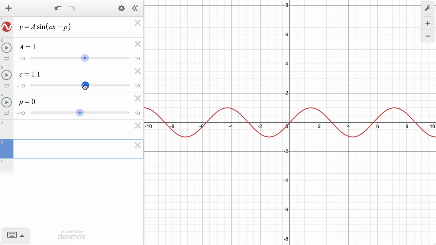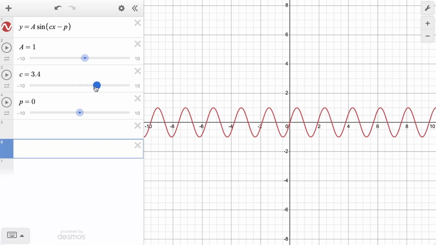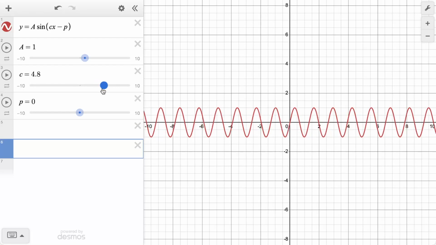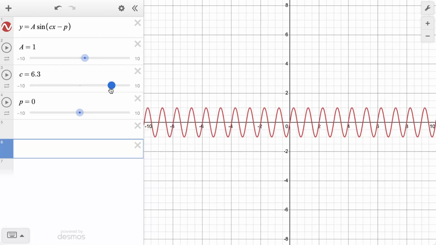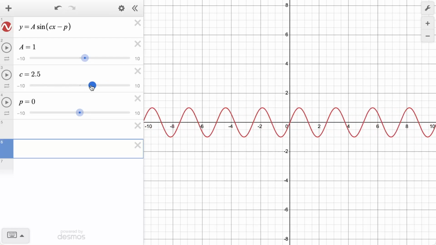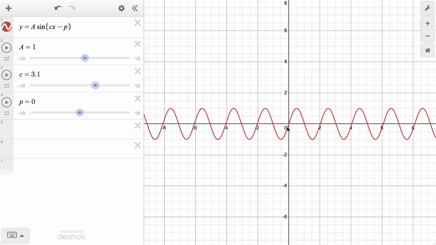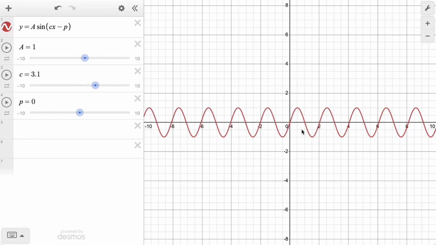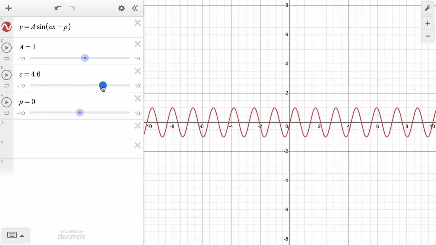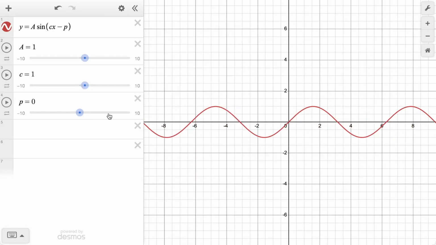So the angular frequency: if I increase the angular frequency, then the period goes down. Because remember, 2 pi over c is the period. So increasing the angular frequency makes the period smaller. If I make it, for example, 3.1, which is close to 3.14, pi, then over the course of 2, it manages to do a full cycle. If I make it 2 pi, which is about 6.2, then the period is 1, which we can see there. So let's reset that to 1 for our period.